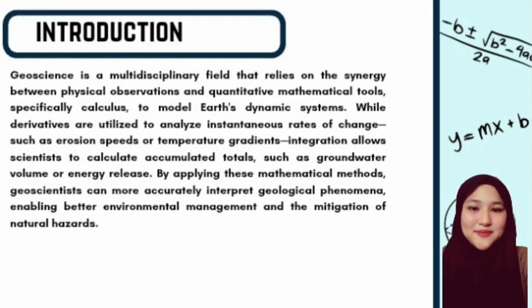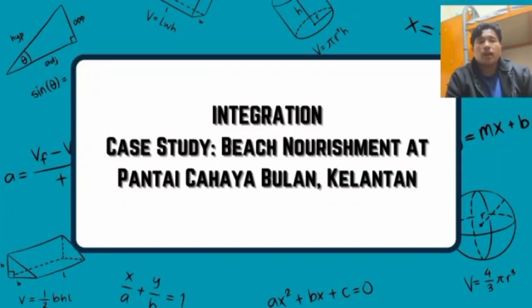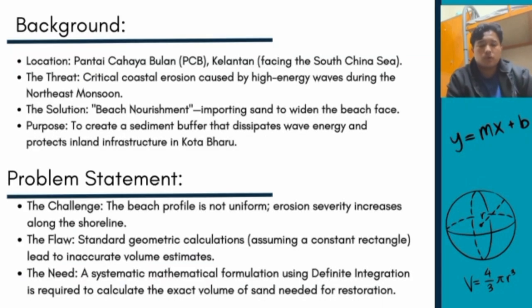natural hazards. Hi everyone, today I will be presenting a mathematical analysis on coastal restoration at Pantai Cahayabulan, Kelantan. As we know, PCB faces critical erosion every year due to the northeast monsoon. High energy waves strip away the sand, threatening the shops and roads nearby. To save the beach, engineers use a method called beach nourishment, which simply means bringing in new sand to widen the coastline. But here's the problem.